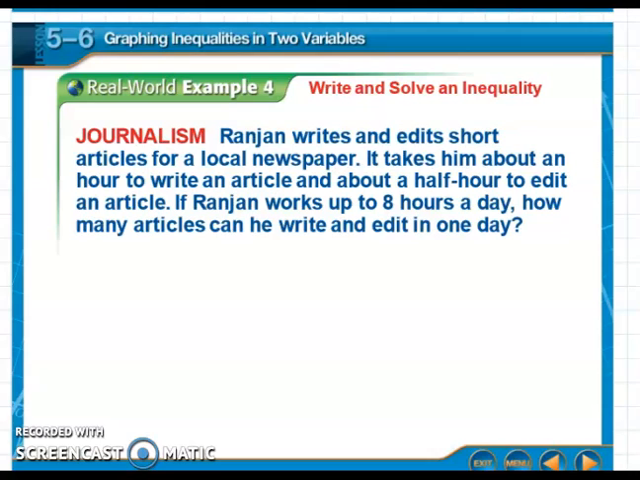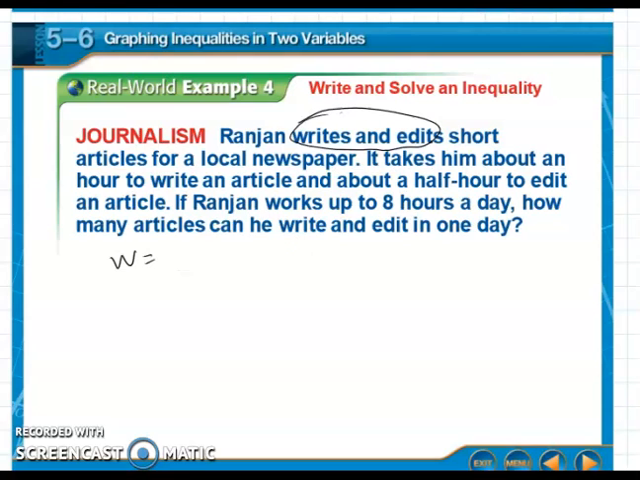And then we have some word problems. You have to translate the word problems into inequalities. So to do this one, read the question. Reagan writes and edits. So there's always two variables going on with this. There's the writing. So I'm going to say W equals the time that he writes, oh, sorry, the number of articles. I need to read the whole thing here.